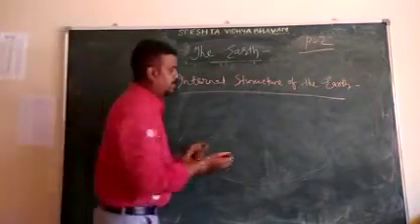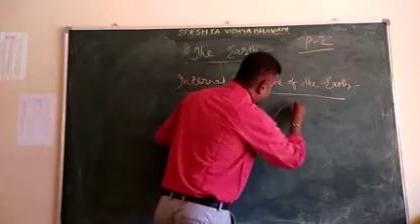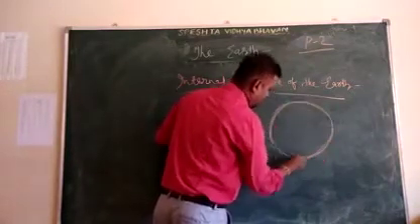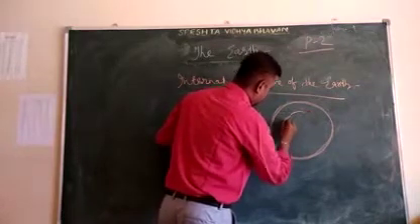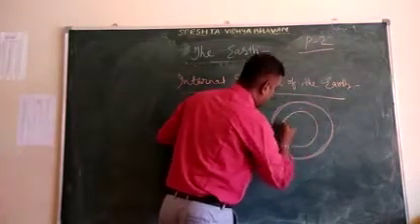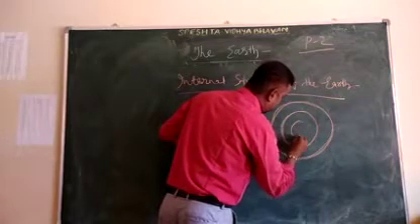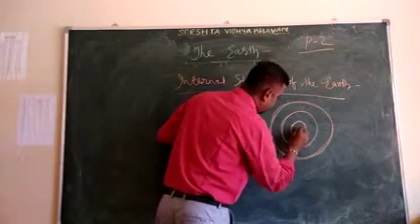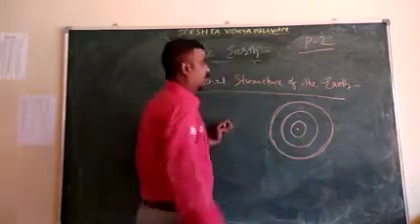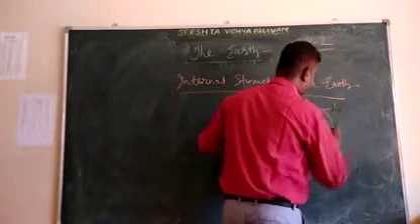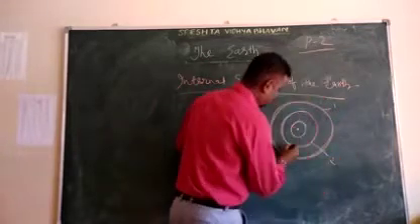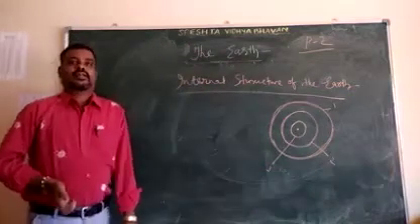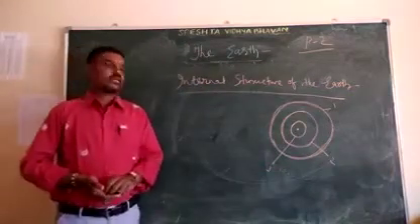How many layers? 3 layers. So this is the earth. This is the first layer, this is the second layer, and this is the third layer, and this is the center of the earth. Layer 1, layer 2, and layer 3. The earth is made up of 3 main layers.